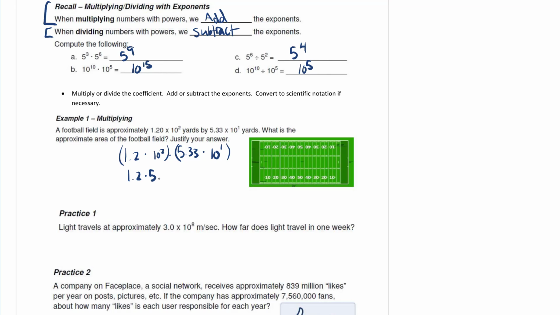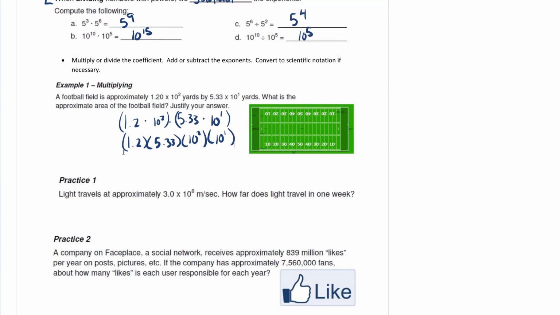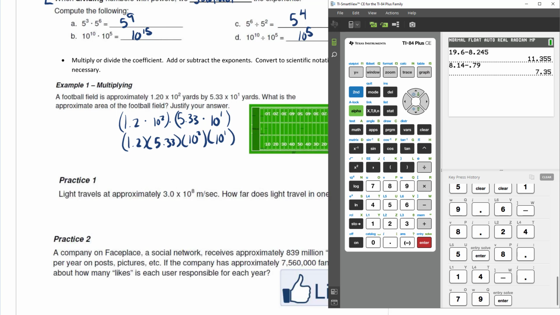1.2 times 5.33. I'll try to keep my points much higher so we don't get confused. In fact, I won't use points. I'll use parentheses to make it more clear. Times 10 to the 2 times 10 to the 1. As you can see, this is a lot easier to do. This is a standard classic multiplication problem, 1.2 times 5.33. I don't know that one off the top of my head. I'm going to use a calculator instead of doing it by hand.